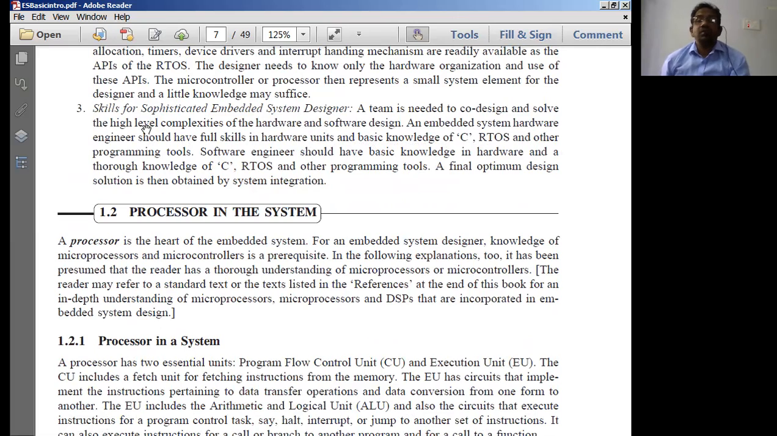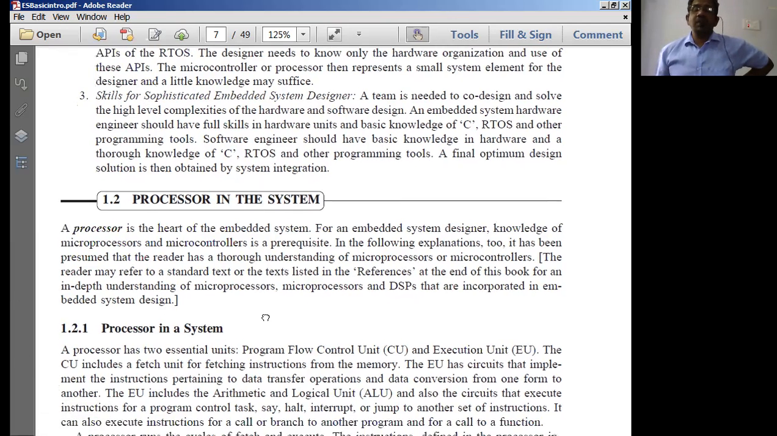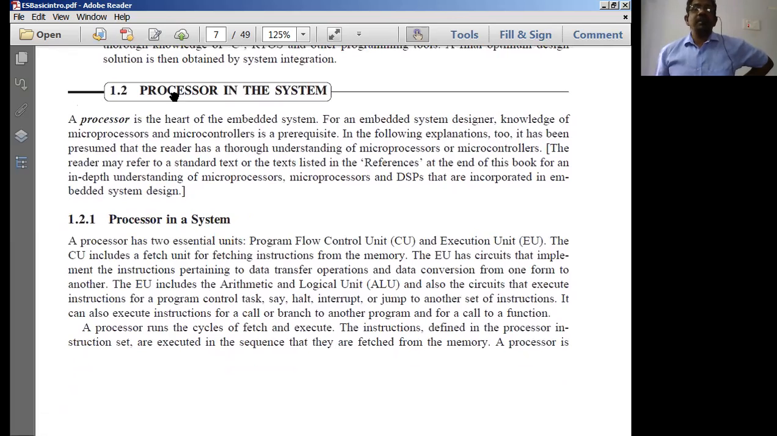Using the C language, you should know C, and you're going to use the built-in functions given in the RTOS. You should know the RTOS, and other knowledge of C is also required. That means to interface this microcontroller system to the outside world, we need more knowledge about the embedded C programming language, RTOS and other programming tools, and a final optimum design solution is then obtained by the system integration. So these are the skills required for various types of embedded systems.